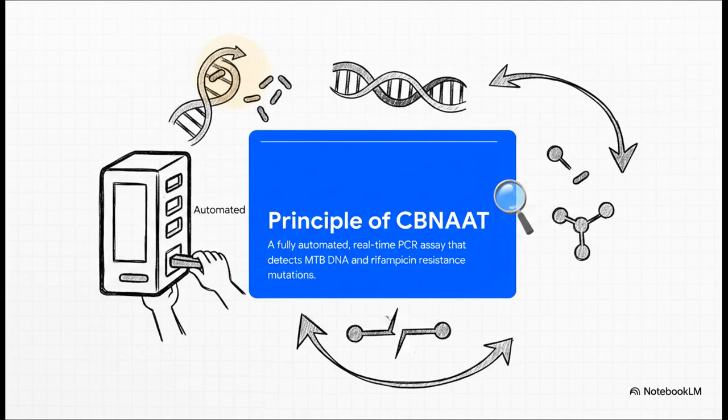Now, for your exam, this definition is pure gold. Let's break down the keywords. It's automated and cartridge-based. That means fewer errors and it's safer to handle. It uses real-time nested PCR. That nested part is key. It means there are 2 rounds of PCR, which makes it incredibly sensitive and specific. But the real showstopper? It does 2 critical jobs at the exact same time. It tells you, yes, this is TB, and, by the way, it's also resistant to rifampicin.